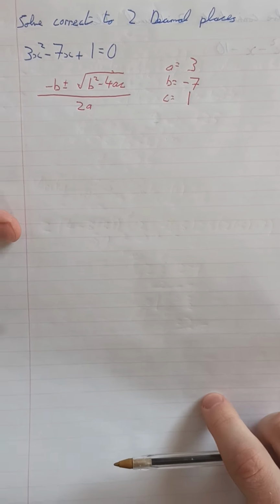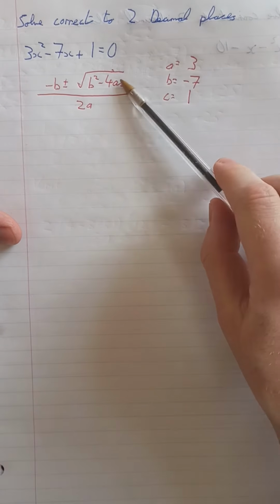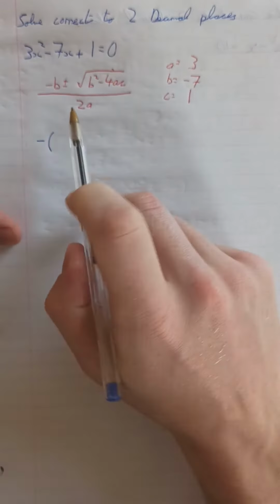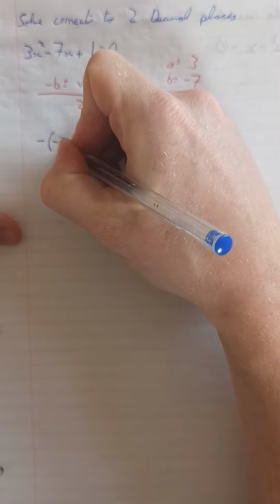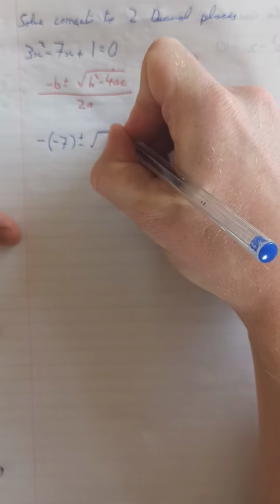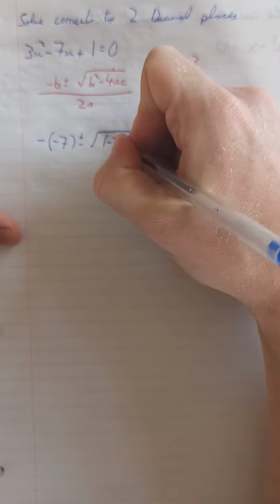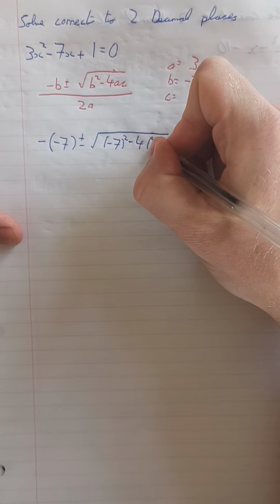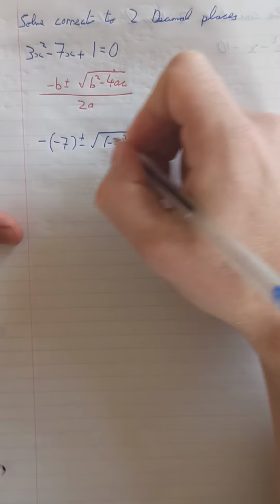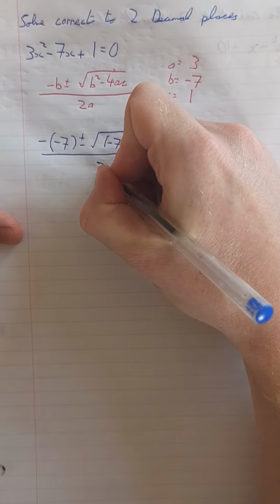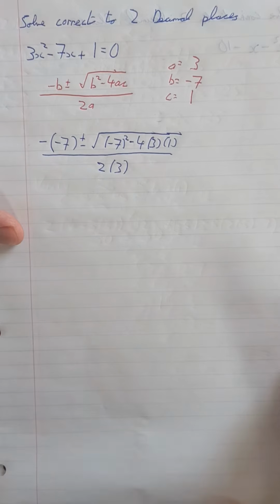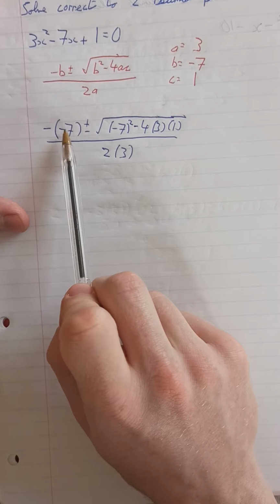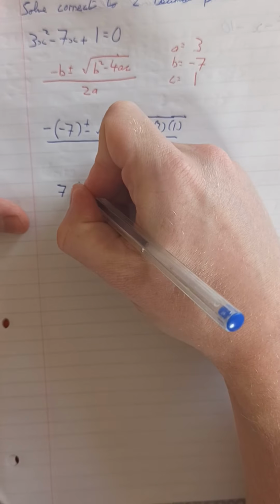Now, I'm going to put all these numbers in, but making sure to use brackets when you're subbing in. So minus b then, so it's minus 7, plus or minus 7 squared, minus 4, 3, and then 1, all over 2 times 3. Always using the brackets, guys. So here now, minus times minus, we'll get as plus, plus or minus.